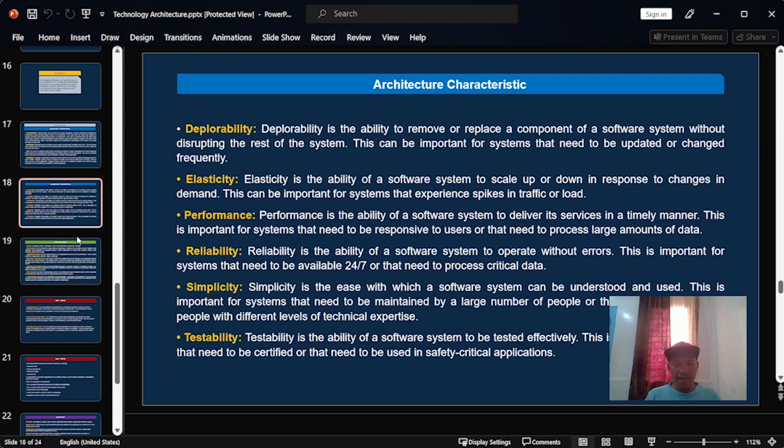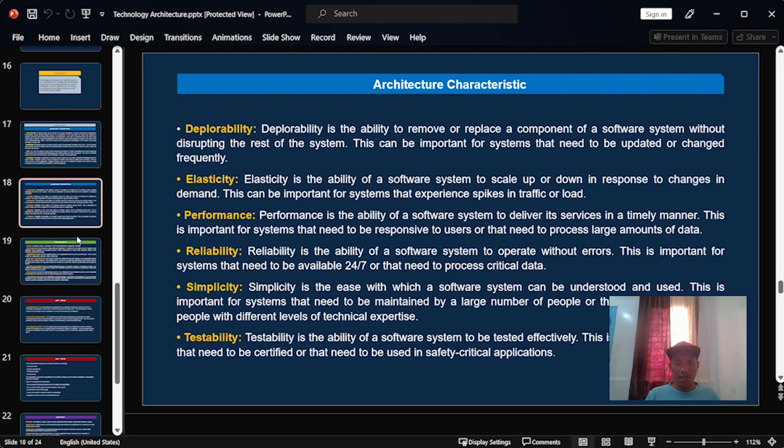Reliability is the ability of a software system to operate without errors. The system should be reliable. You cannot use any software that brings you down with so many errors. This is an important part of the system, and it should also be available 24/7. Simplicity. Simplicity is the degree to which a software system can be understood and used. The simplicity of the system is very important.